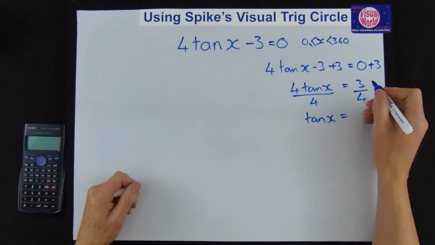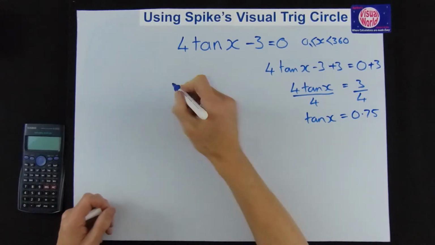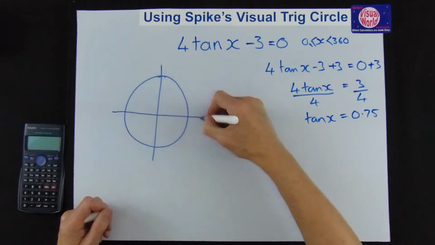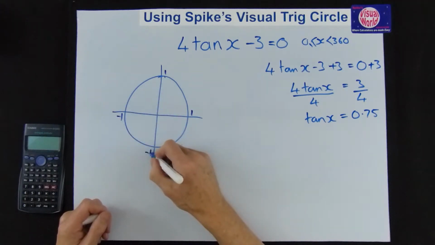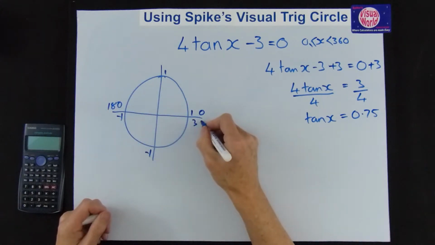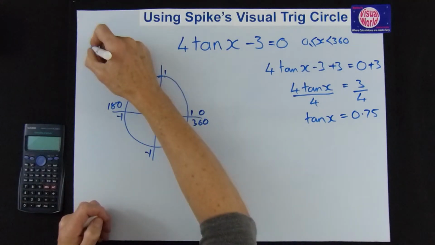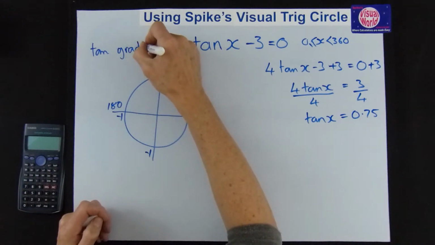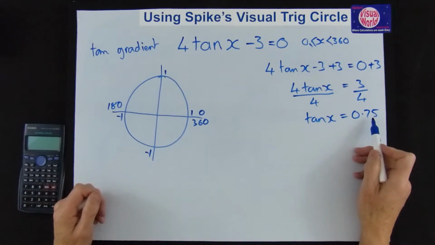You can use a calculator if you like, but 3/4 is 0.75. Now we'll go straight to the visual trig circle. And this one you don't really need to put in the 1 since it's not sine and cos that we're using. 0, 180 and 360. It's not sine and cos, it's tan. So tan, if you remember, sine was the height, cos the length, and tan is the gradient or the slope. Right? So we've got a gradient here of 0.75.